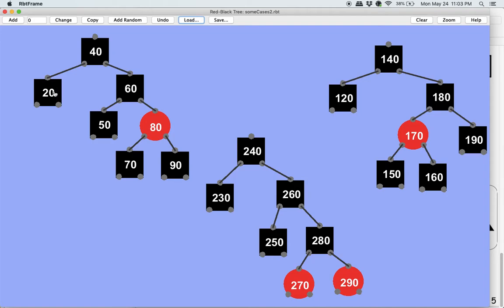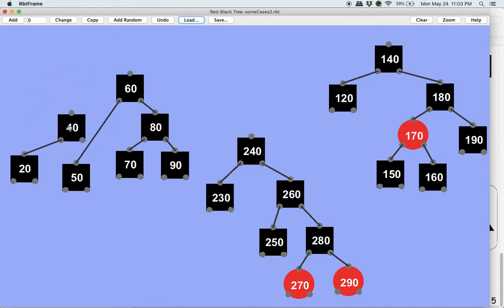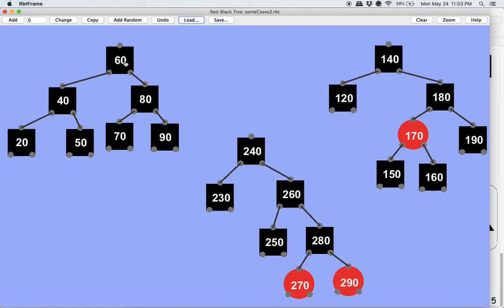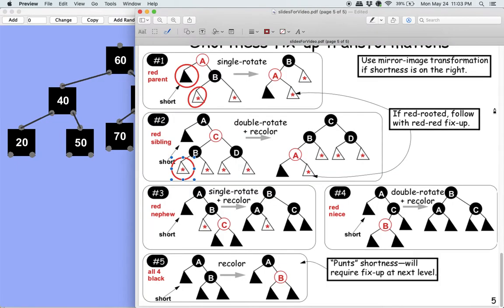So I look at the parent, it's black. I look at the sibling, it's black. I look at the nephew, it is red. So I color the nephew black. And then I rotate the sibling over the parent. And that gives me that. And now everything is nice and balanced. I have a subtree here of height 3.